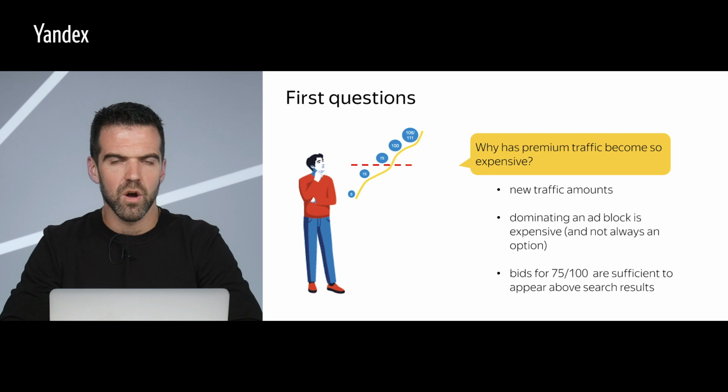Question 3. Why has premium traffic become so expensive? First, there are new options in the interface like 106 and 111 that previously did not exist. Second, occupying an entire ad block and completely displacing all competitors is expensive. Moreover, this is not always possible, depending on the search query. Keep in mind, however, that setting bids for the 75 or 100 traffic volumes are sufficient for your ad to make it above the search results.